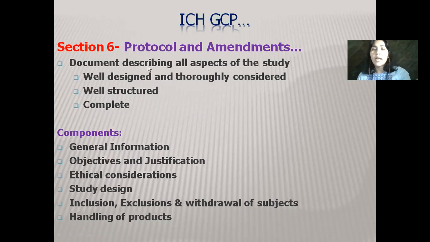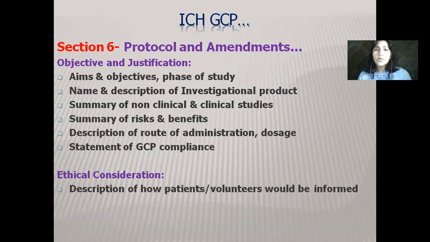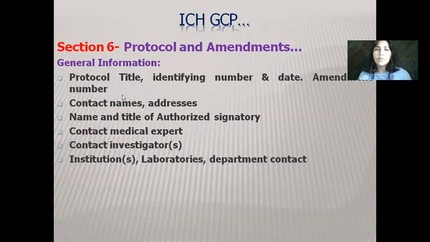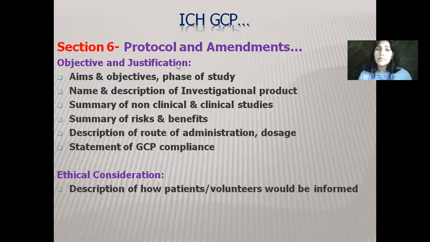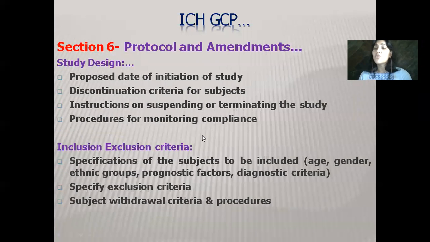Okay. So now I think this can make your idea very clear, like how exactly you should be writing the protocol if you have a hypothesis in your mind. Okay. Study hypothesis, I mean to say. So I'm not going to talk in detail about this. What do you mean by protocol? What comes under the general information in a protocol? Then what comes under the objective and justification? What do you mean by ethical consideration? What do you mean by study design? Okay. Then inclusion exclusion criteria.